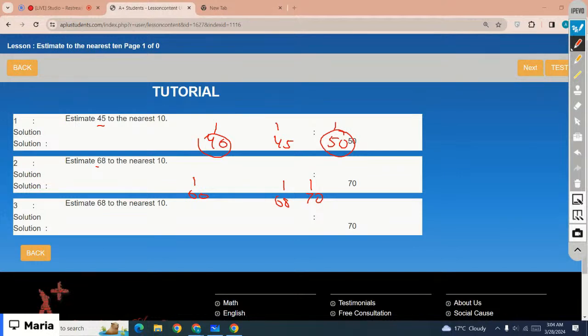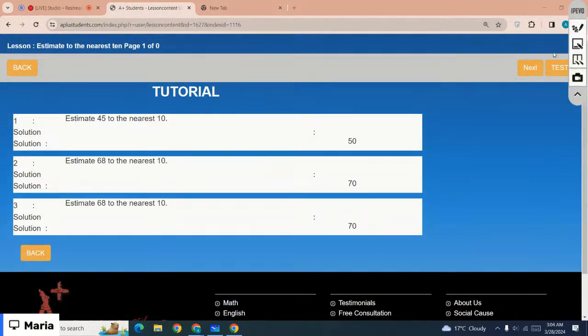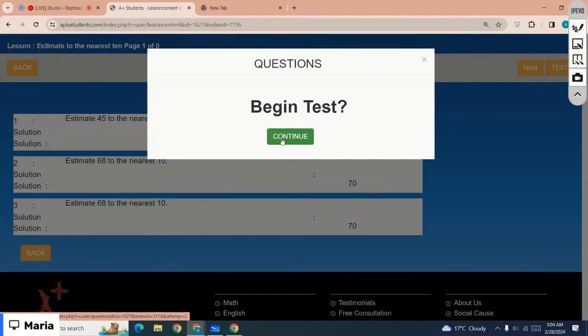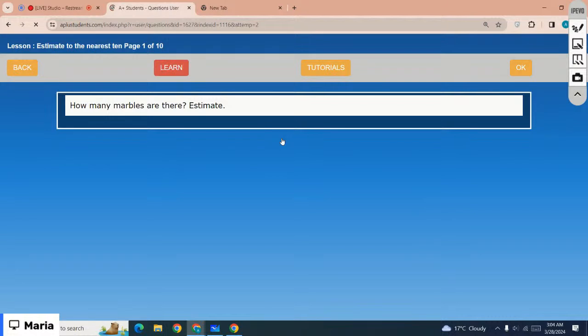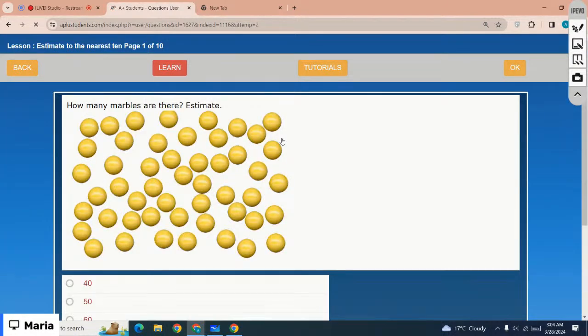Okay, let's start with the test questions. Let's see how we round off these numbers. How many marbles are there? Estimate. You don't have to count, you just have to write an estimated answer. The options you are given are 40, 50, and 60. So, which is the correct option?